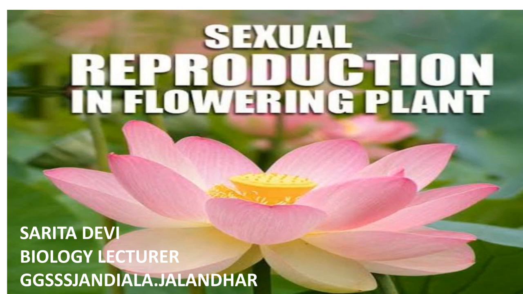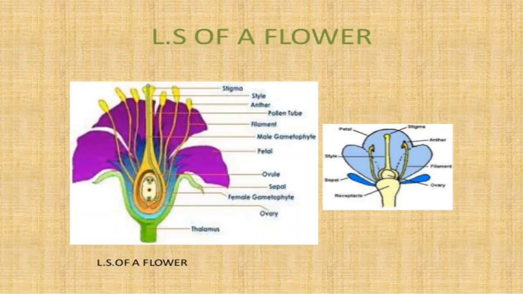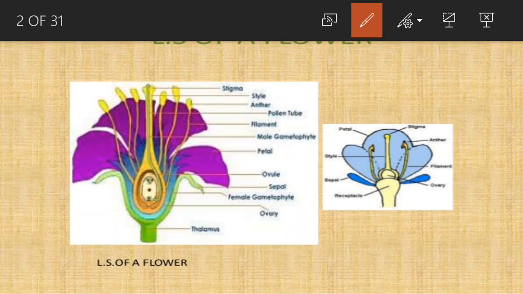Today I will discuss the diagrams in the lesson Sexual Reproduction in Flowering Plants. As you know, there will be a question of 3 marks from this chapter. So I have tried to show you all the diagrams of this lesson. First diagram is the LS of a flower.